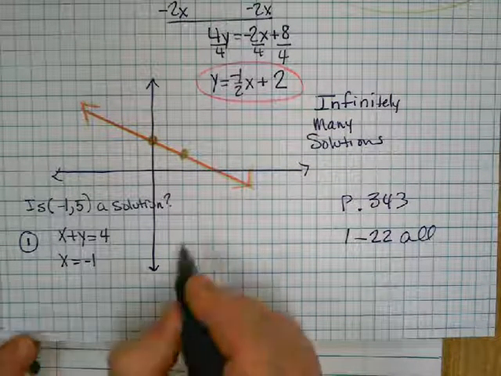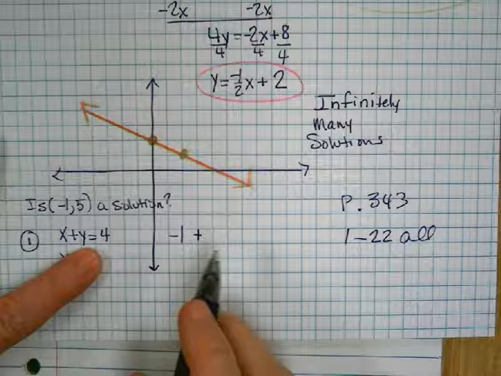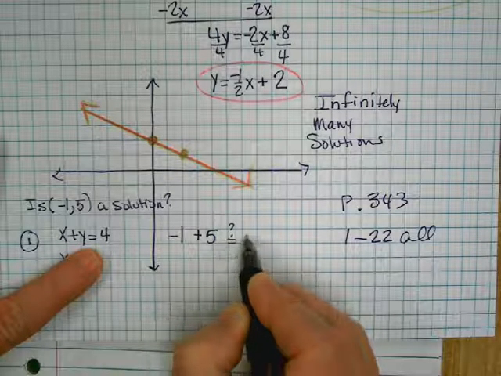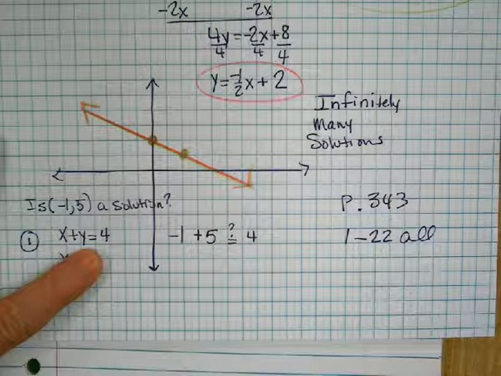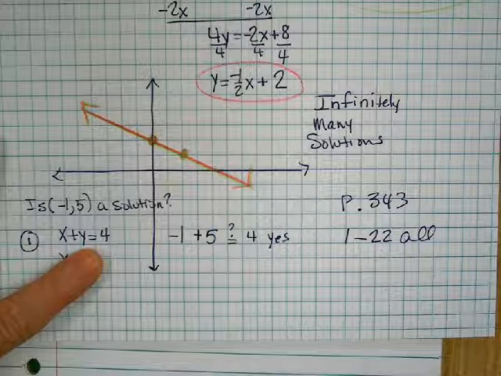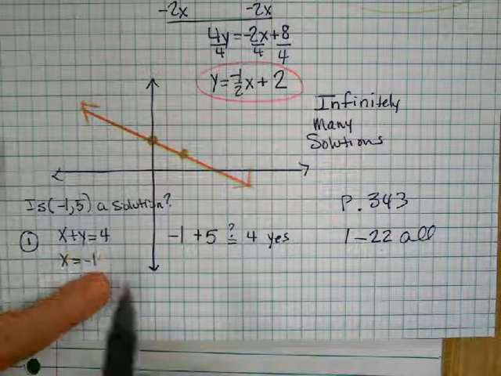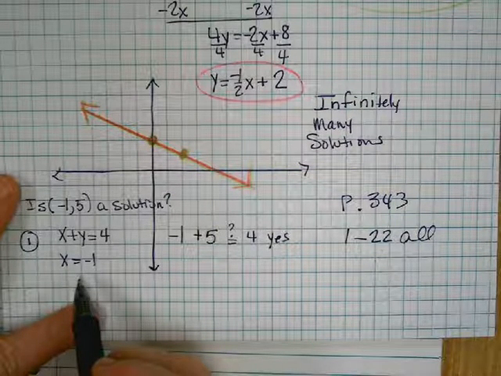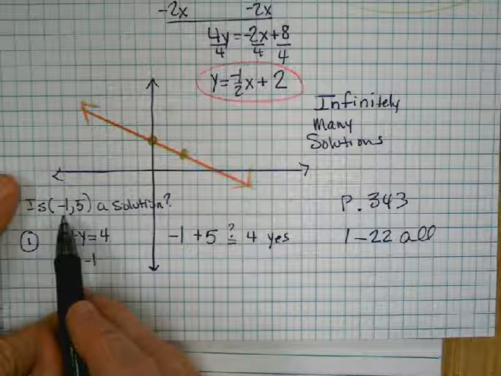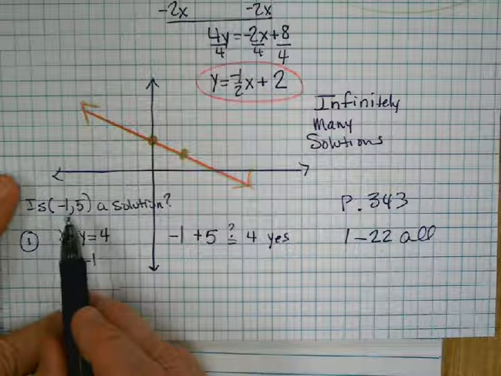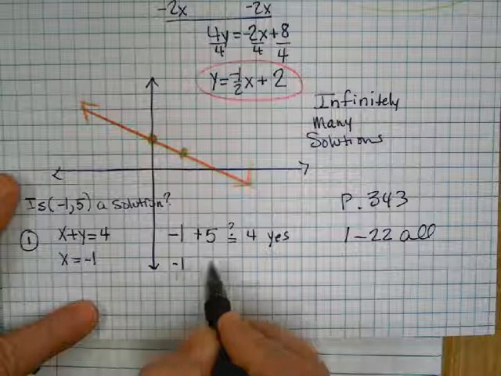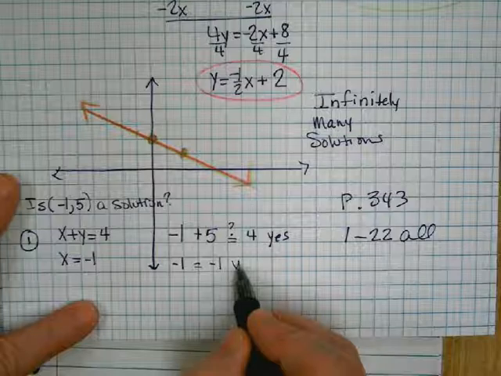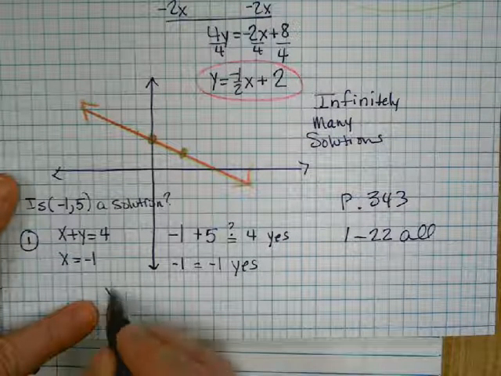So this is negative 1 plus, what's the y value? 5. Is that equal to 4? Yes. So I get 1 yes. I got to get 2 yeses for the whole thing to be yes. The next equation only has one letter, which is x. Replace that x with its value. What's its value? So negative 1 equals negative 1. Is that true? Yes. So the answer to the whole problem is yes.